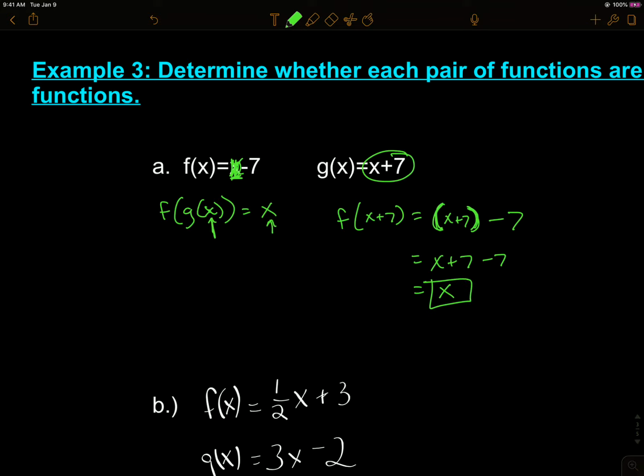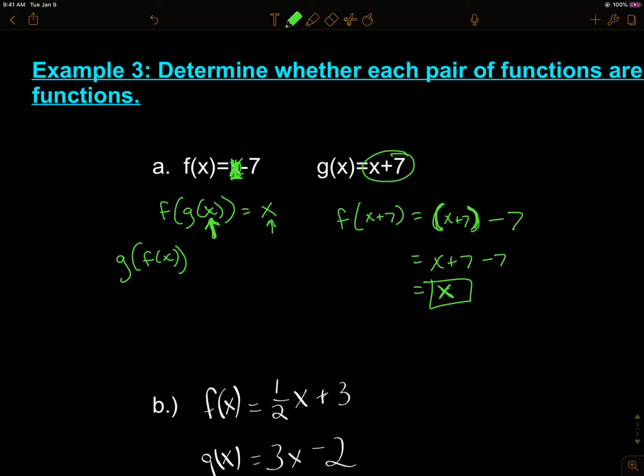The input was x, and the final output comes back to x. That shows that f undoes g. I put x into the function g, and whatever I got out, I put that into f. F undid that. Now we're going to show that g undoes f of x.